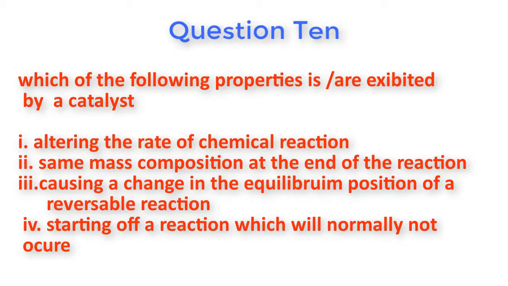Question number 10. Which of the following properties is or are exhibited by catalysts? 1. Altering the rate of chemical reaction. 2. Same mass composition at the end of the reaction. 3. Causing a change in the equilibrium position of a reversible reaction. 4. Starting off a reaction which will normally not occur.